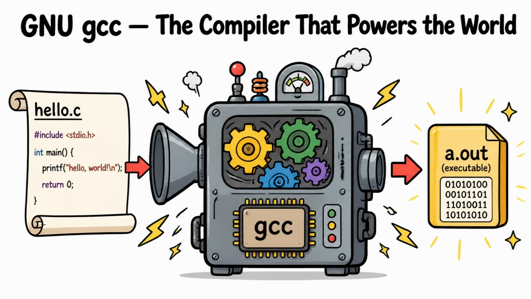GCC is one of the most widely used compilers in the world. It's what compiles the Linux kernel itself, millions of open source applications, and even parts of other operating systems. When you run gcc hello.c and get a working program, that's GCC doing its magic.